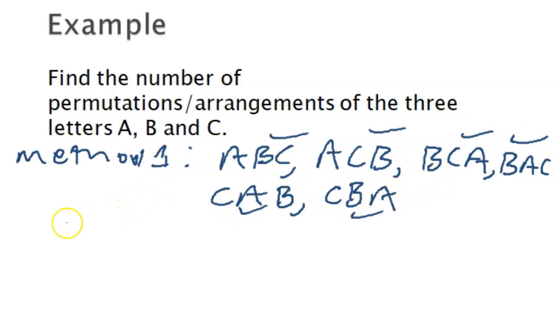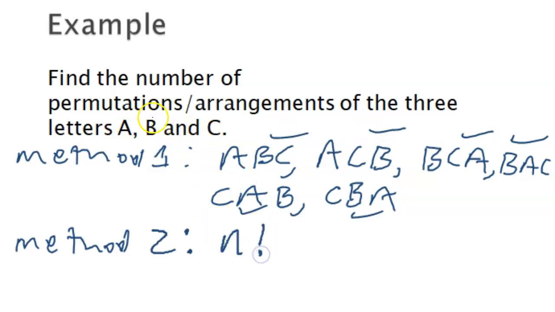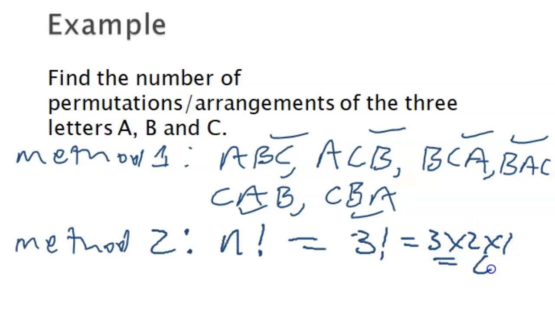Another method is simply the formula. Since we have 3 distinct elements, the formula is n factorial, where n is the amount of elements or characters we are arranging, which is 3. So that's 3 factorial, and 3 factorial is 3 times 2 times 1. And notice we have 6 different ways of arranging these 3 unlike characters.